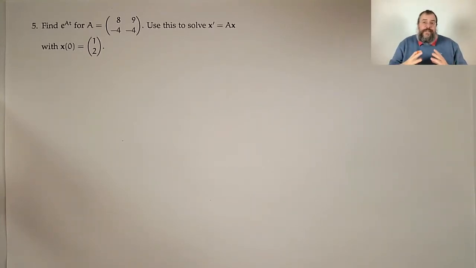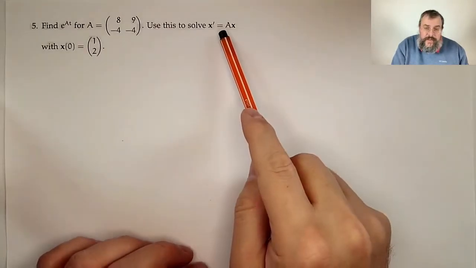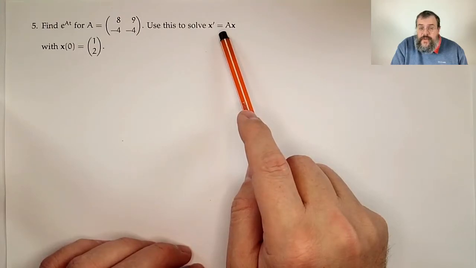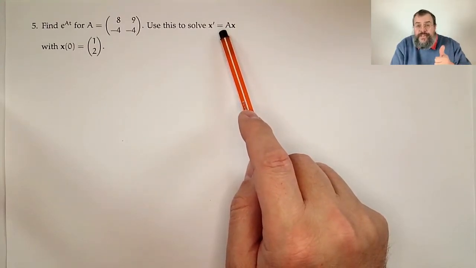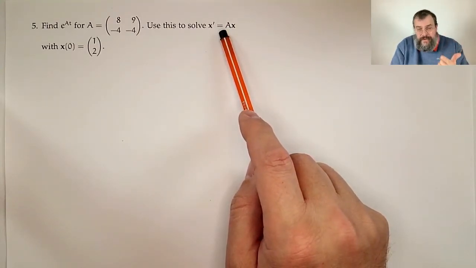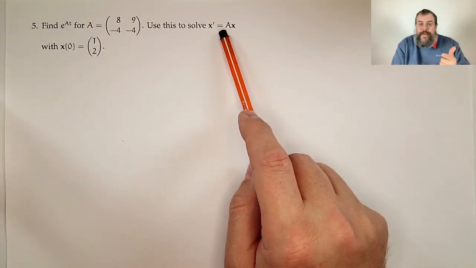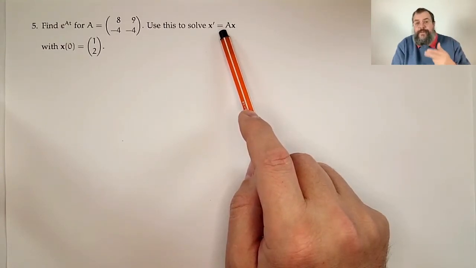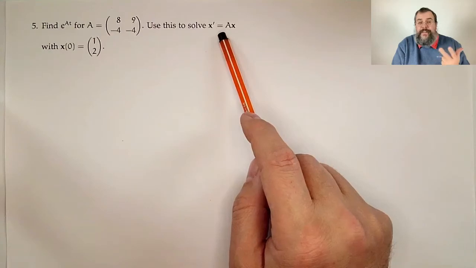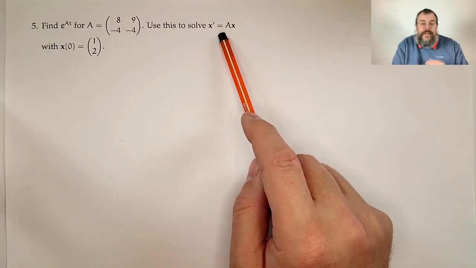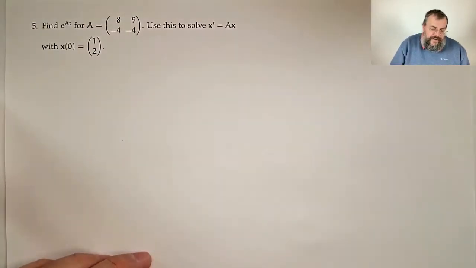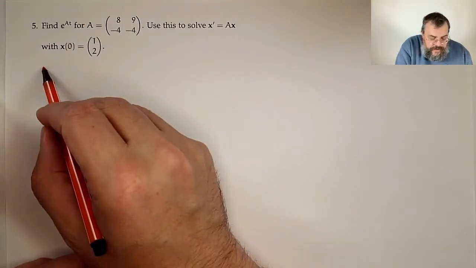One way you can approach this is to start with x prime equals Ax and find the solutions to that. Once you have the solutions, you can make a fundamental matrix. Once you have a fundamental matrix, you can turn it into e^(At). That's phi of t times phi of 0 inverse. So that's sort of a process. It starts by looking at the eigenvalues. All right, so here we go.